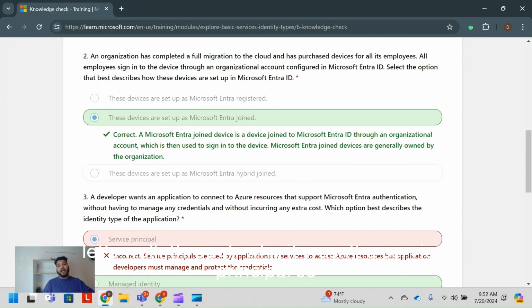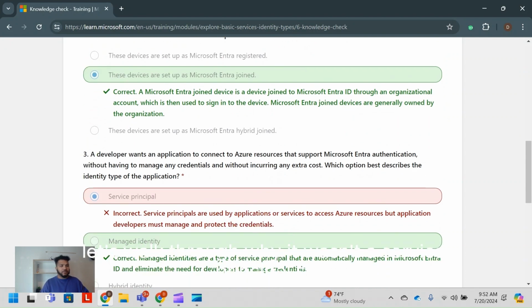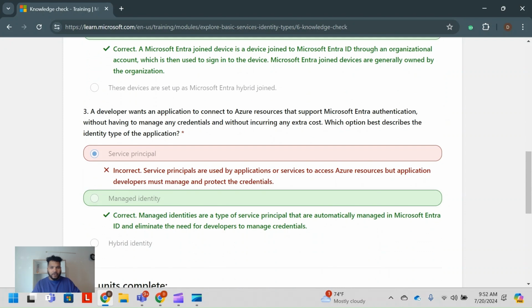So let's walk through why it wasn't a service principal. With service principals, there are credentials. That's the main difference. The reason it's a managed identity is that it eliminates the need for credentials. Managed identities don't have credentials.